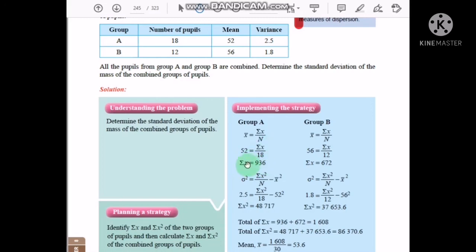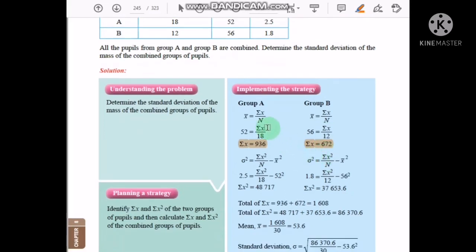Okay, we are done already for this one. Now look at group B. It is the same thing. You need to do the same thing as group A, and you will get the total sum of x equal to 672.